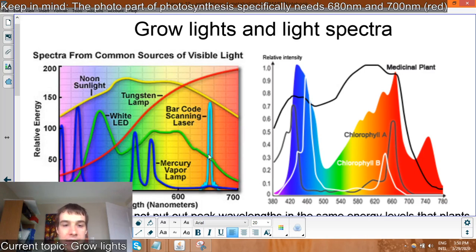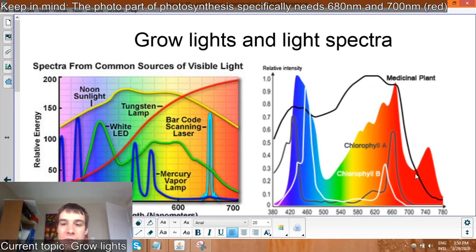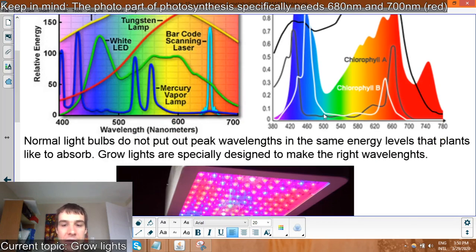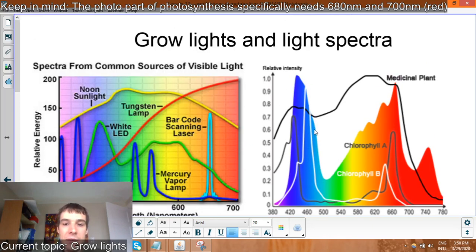And then the barcode scanning laser is very specifically 650 nanometers for the wavelength. So if we think about 680 and 700, 650 is not going to cut that either. So you can't grow your plants with a laser. I'm sorry. Normal light bulbs don't do it very well, but grow lights do. So here we've got a blue peak and a red peak. This would be like a typical grow light. A grow light will specifically try to peak in blue and red because that's where the chlorophyll likes to absorb.